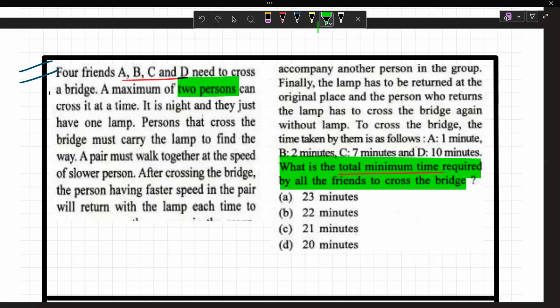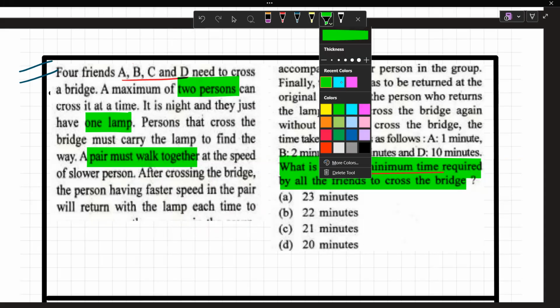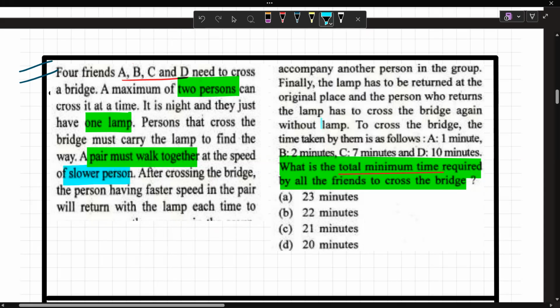It is night and they just have one lamp. Persons that cross the bridge must carry the lamp to find the way. A pair must work together at the speed of the slower person. Obviously, or else the person who is walking at a faster speed will go away, will carry the lamp, and the person who is walking at a lesser speed will walk in the night without lamp. Got it? So the persons must walk together with the speed of the slower person.